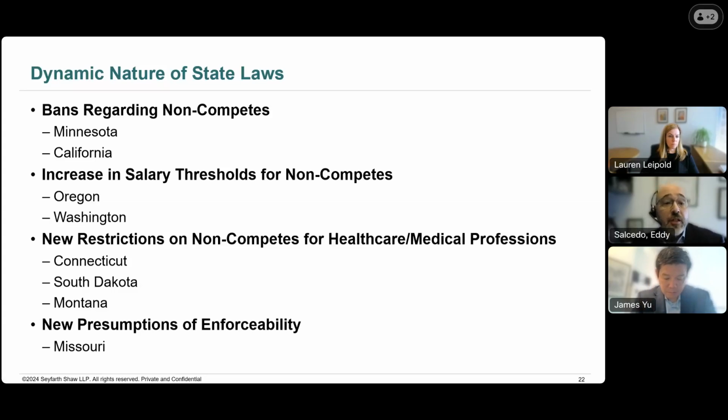Oregon and Washington have recently increased the salary thresholds for those non-competes now. So it's going to be employees at a higher pay scale.